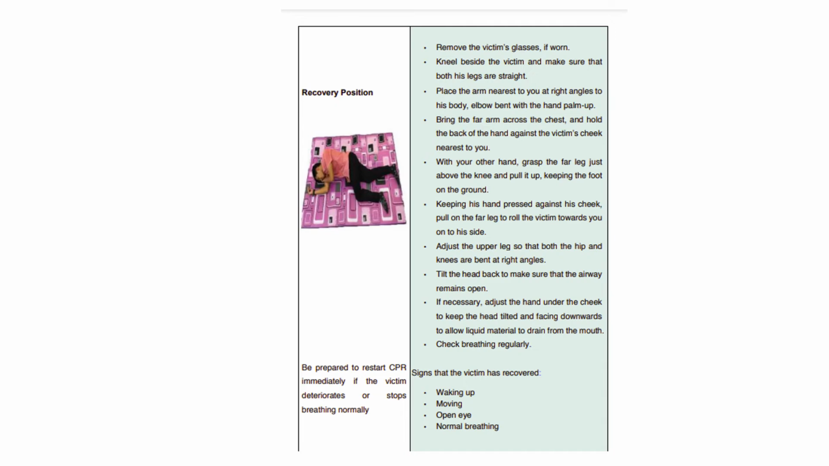Then tilt the head back to make sure that the airway remains open. If necessary, adjust the hand under the cheek to keep the head tilted and facing downwards to allow liquid material to drain from the mouth. And then check breathing regularly. This is how we position a patient in the recovery position. So, what are the signs that the victim has recovered? One, the patient has started to wake up, moving around, opening the eyes, and the patient is performing normal breathing.